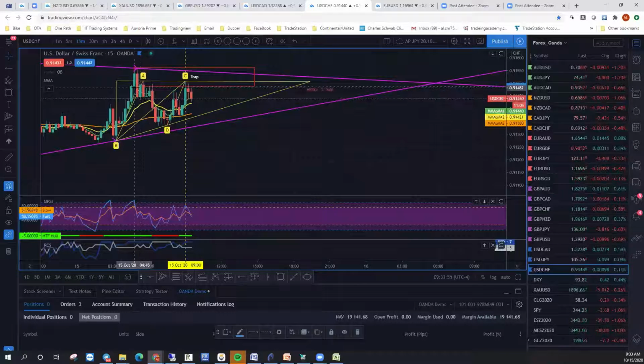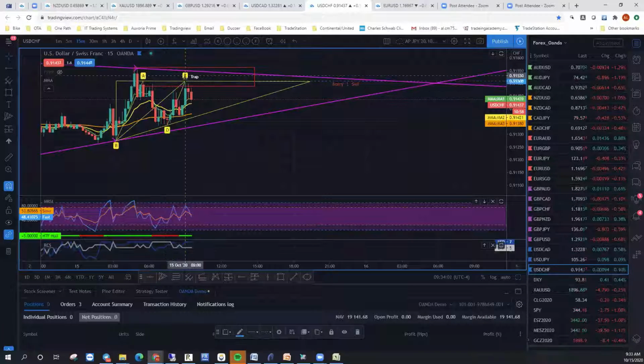Next, we had it here. This was the first opportunity, right here on the bottom of this candle. This one made a lower high that came right up into the trap area. This would be a confirmation of this one.